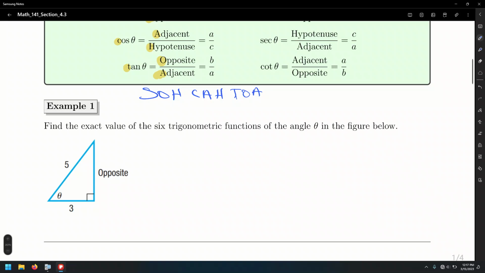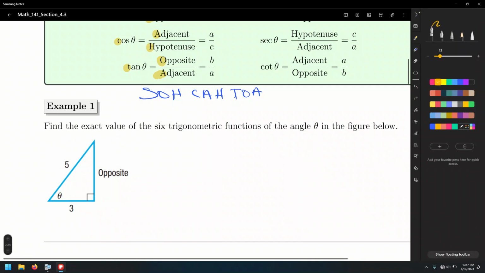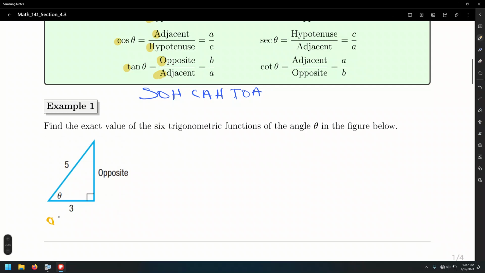Pythagorean theorem, right? That's how. So that's a squared plus b squared equals c squared. That means a squared, which is 3 squared, plus b squared, let's call the opposite side b, we don't know what it is, equals 5 squared. That's 9 plus b squared equals 25. B squared equals 25 minus 9, which I believe is 16.